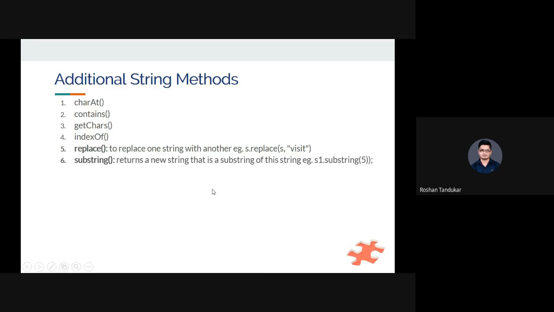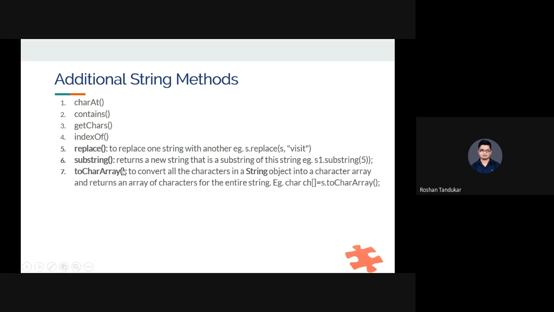Another one is substring. It will return a new string that is a substring of that string, isn't it? For example, given here s1.substring(5). It is taking s1 as the string, and from the fifth position it is going to take all the substring. The name itself tells, substring means a part of the string that you are going to take from a certain index value.